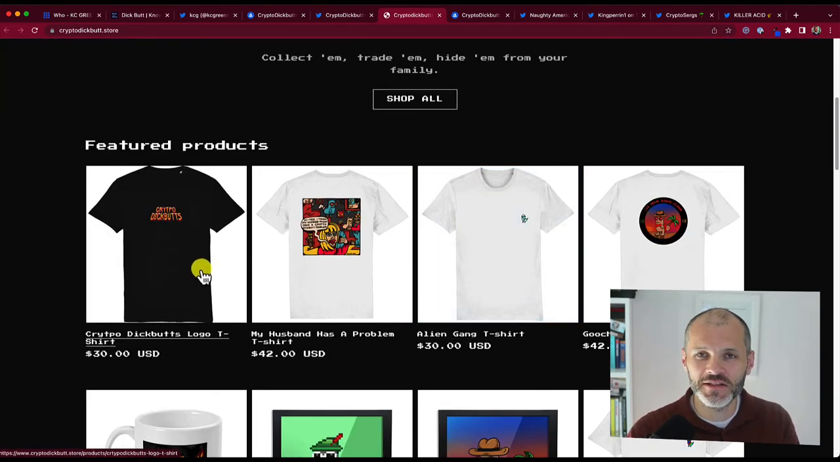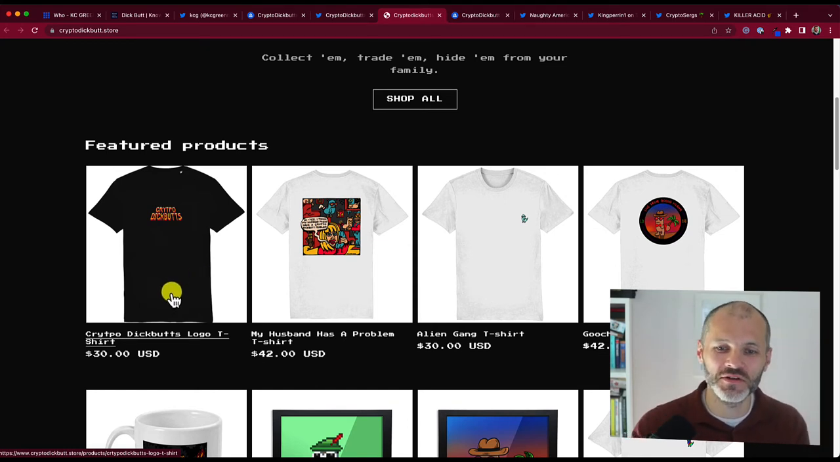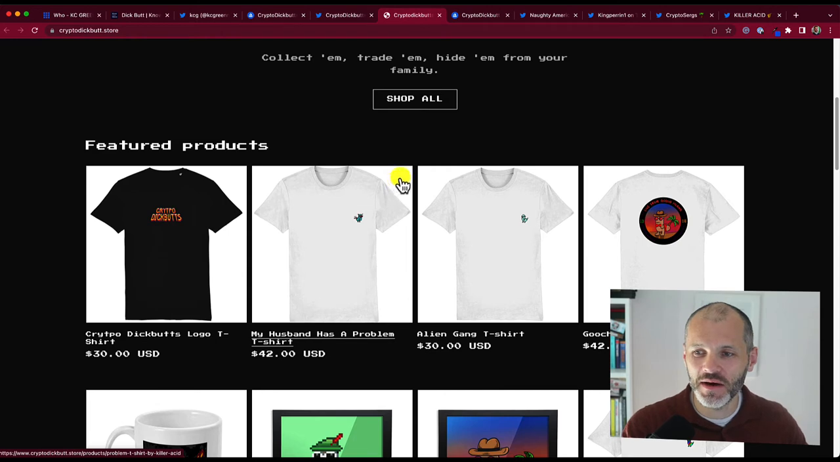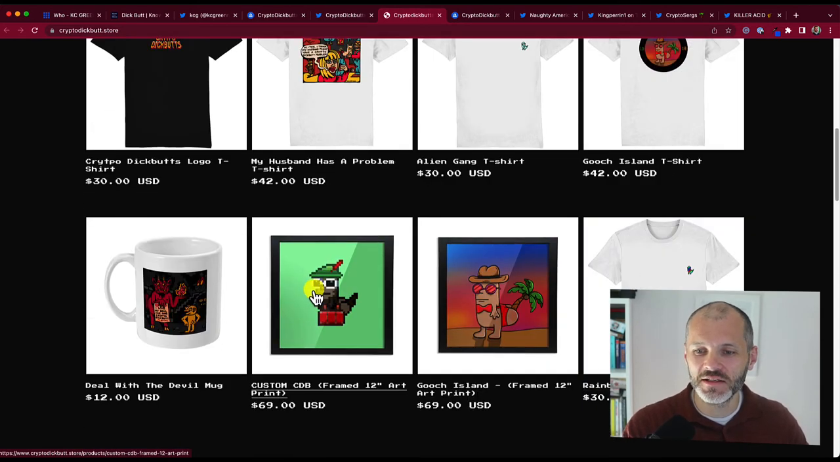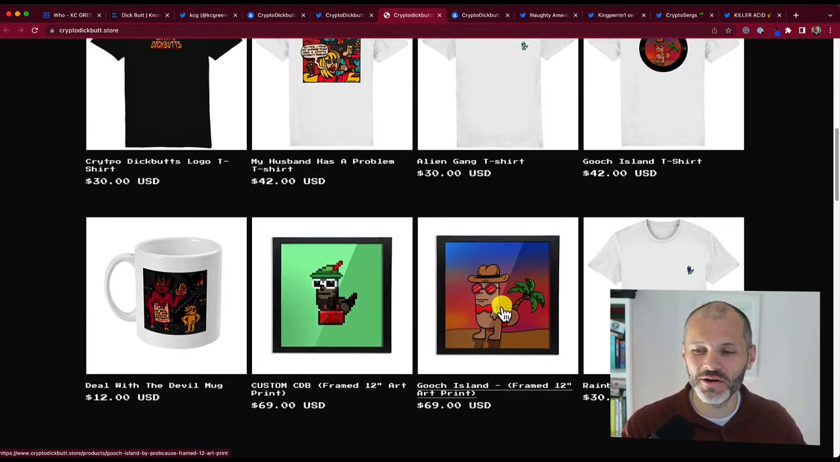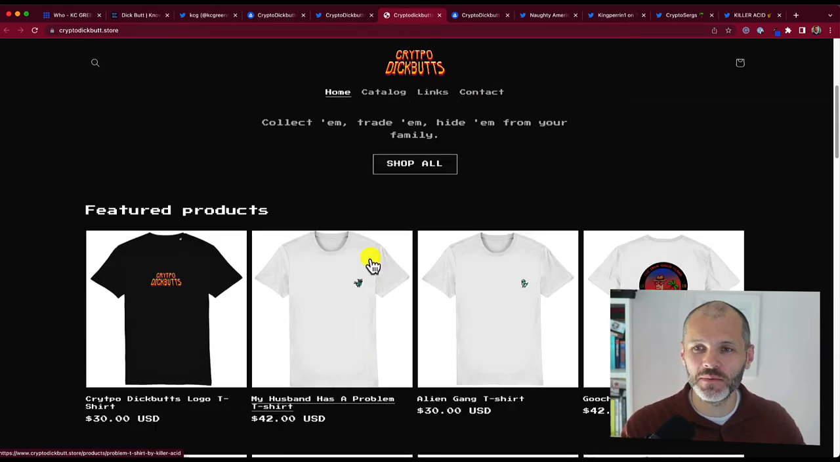So if you fancy wearing a CryptoDickbutts t-shirt and then explaining to everybody why you're wearing something on your shirt that says CryptoDickbutts, you can buy that for $30. You can buy some other types of t-shirts, some custom print artwork that you can hang on your wall, and even a CryptoDickbutts mug.